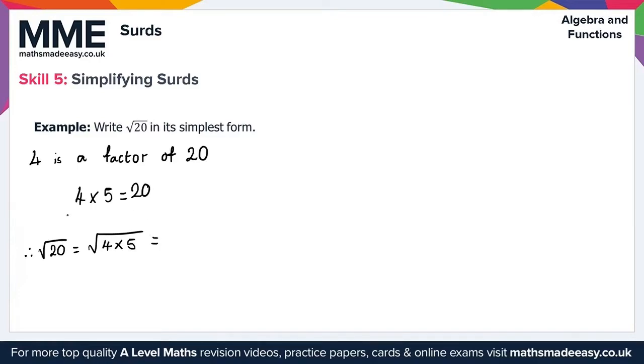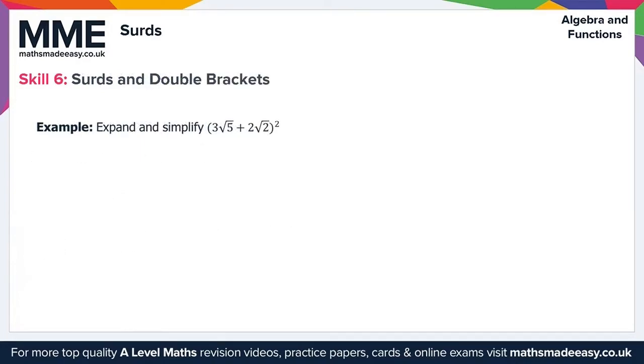And then going backwards now on multiplication here, we can write that as 2 surds, so that's the square root of 4 times the square root of 5. And we know we can simplify the square root of 4. The square root of 4 is simply 2. So that's 2 root 5 there. Okay, so that gives us everything we need there for skill 5 on simplifying surds.